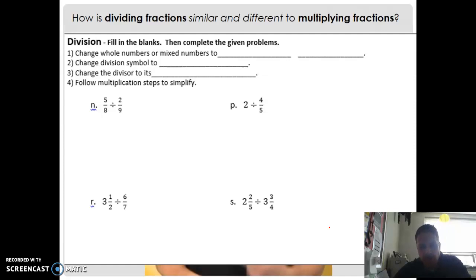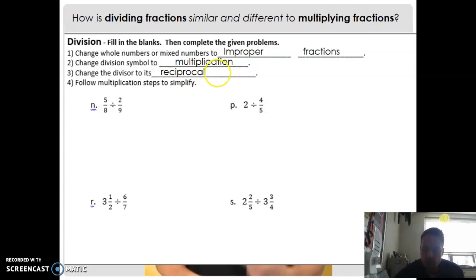So the first step for dividing fractions is the same. We're going to change all improper fractions, or I'm sorry, whole numbers and mixed numbers to improper fractions. So again, on that yellow sheet that we used yesterday and last week, we're going to continue our notes. Here's the cool part. We're going to change the division symbol to a multiplication symbol. And we're going to change our divisor. This is our divisor, right? It's what we're dividing by. We're going to change it to, brand new word, reciprocal. So say that word to yourself, reciprocal.